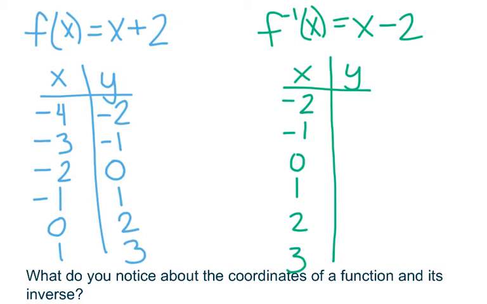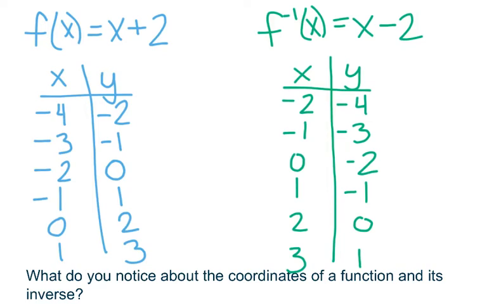Okay, same thing with the next one. I'm going to do the green side. I'm going to replace x with negative 2. So negative 2 minus 2, negative 4. Negative 1 minus 2, negative 3. 0 minus 2, negative 2. 1 minus 2, negative 1. 2 minus 2, 0. And 3 minus 2 is 1.